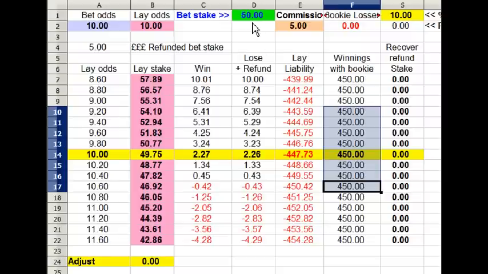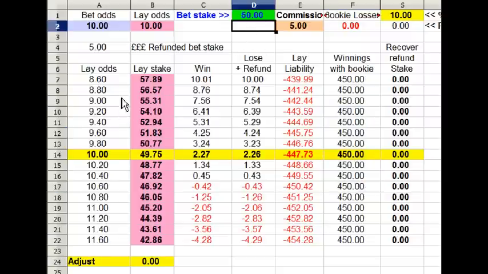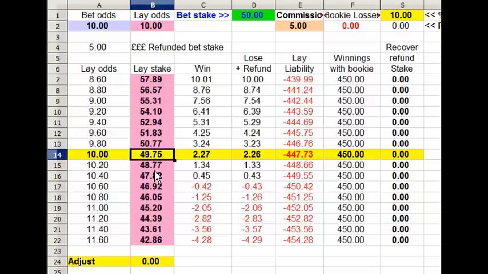So if we were to place a bet of £50 with the bookie and at odds of 10, and if we could lay at 10 as well, we would only lay £49.75. Now if we hit a winner, we win £450 with the bookie, but we only lose £447, so we have a profit from a winner.